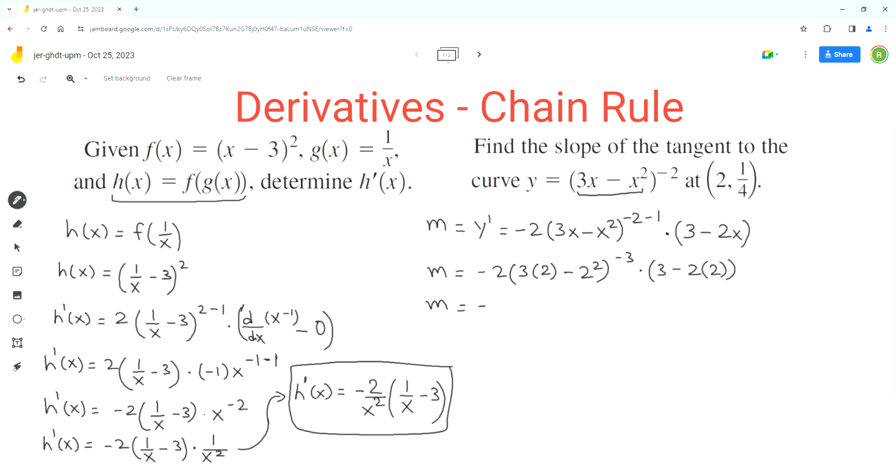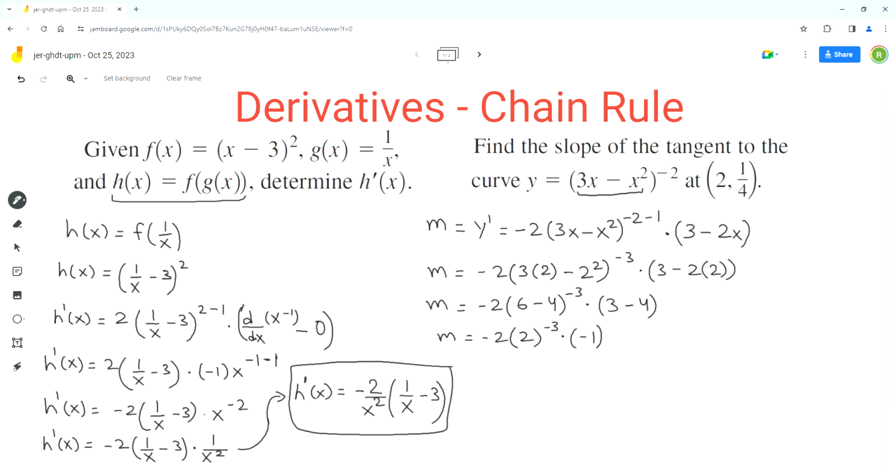So we get -2, and in the parentheses, 3 times 2 is 6, and then 2^2 is 4, exponent -3, times, in parentheses, 3 minus 2 times 2, which is -1. Now we can simplify this expression further. So m equals -2, and in the parentheses we get 2^-3 times -1.